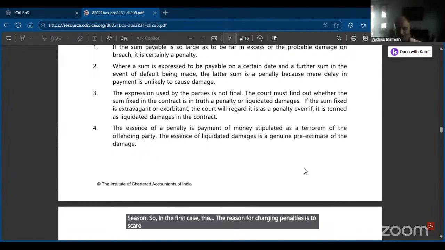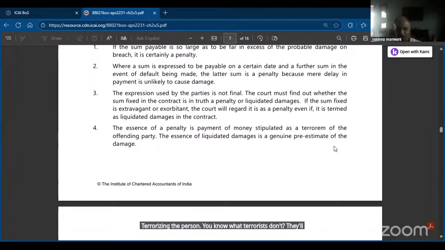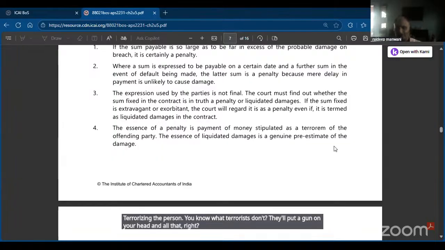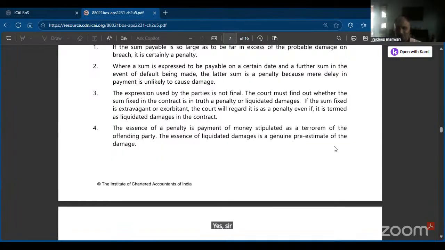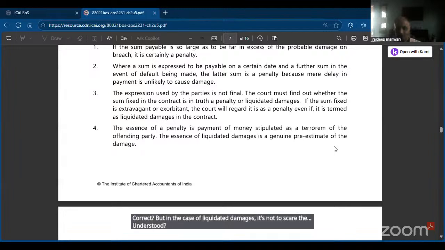Terrorem here means scaring the person, terrorizing the person. You know what terrorists do? They'll put a gun on your head and all that, right? Correct. But in the case of liquidated damages, it's not to scare the person. Understood? Yes, sir.